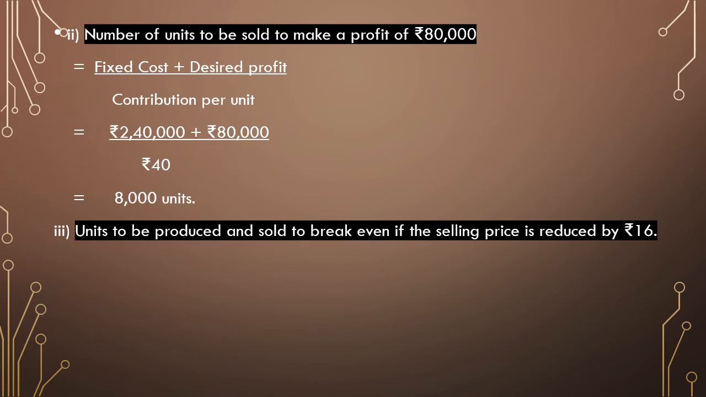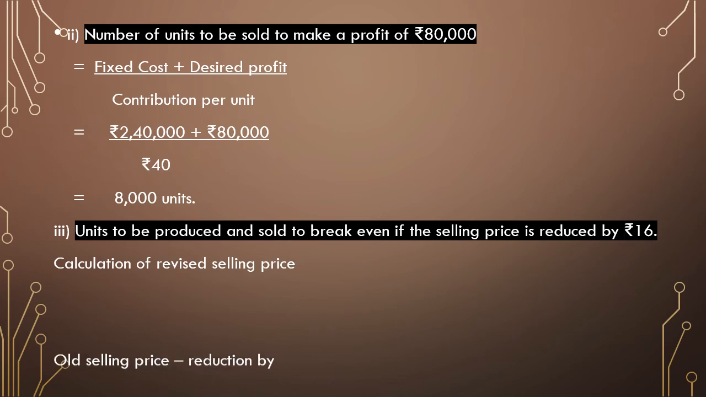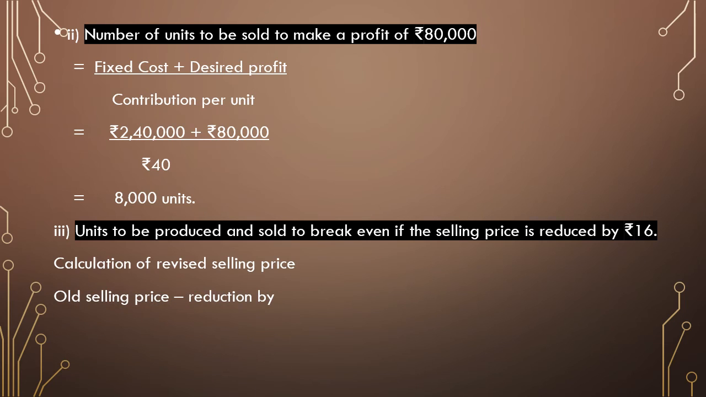The next calculation, units to be produced and sold to break even if the selling price is reduced by rupees 16. So calculation of revised selling price, old selling price minus reduction by 16. So we have the actual selling price, that is rupees 230 minus reduction by rupees 16. We will get the new selling price, that is rupees 214. Now let us calculate the units to be produced and sold to achieve a break even.